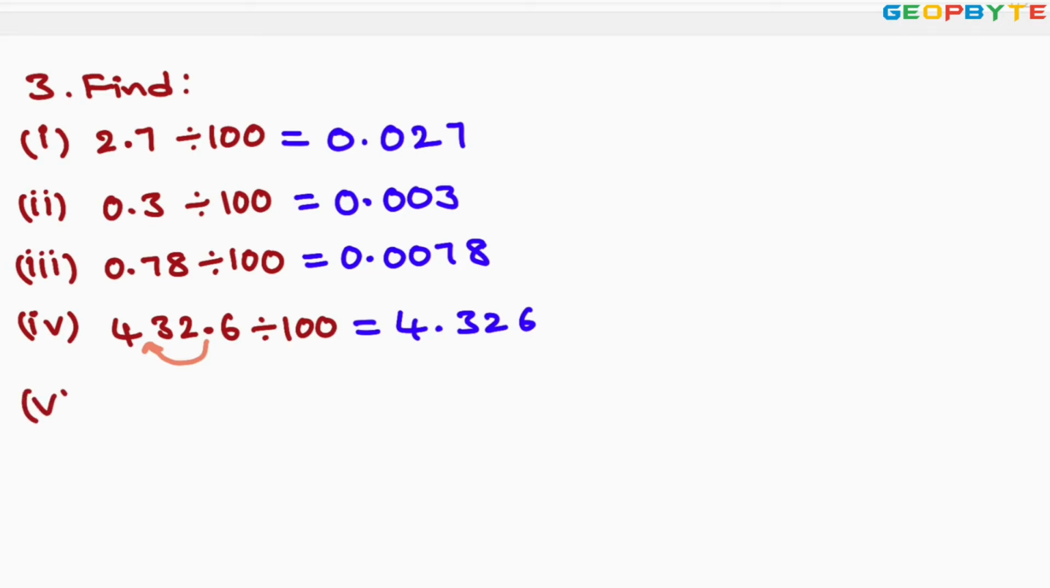Next, fifth one. 23.6 divided by 100. On dividing a decimal by 100, the decimal point is shifted to the left by 2 places. We have 23.6. If we shift the decimal point towards left by 2 places, then we'll be getting 0.236.